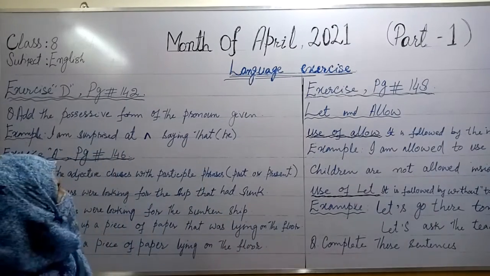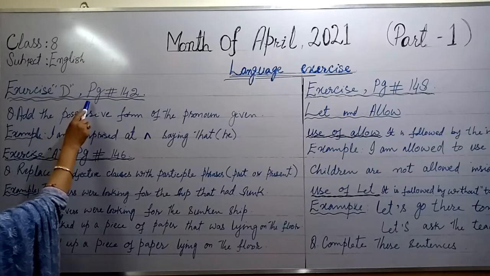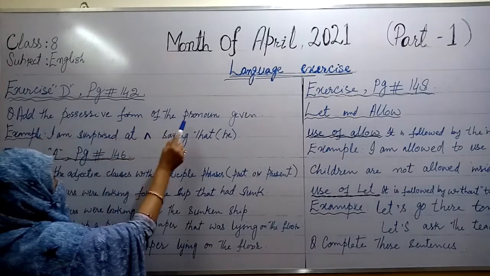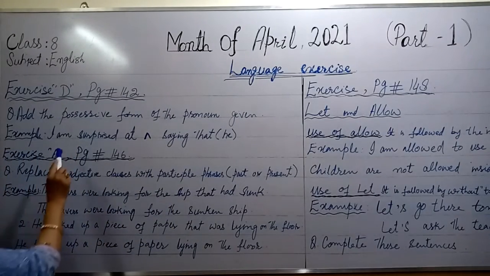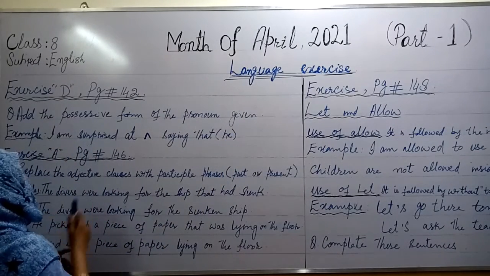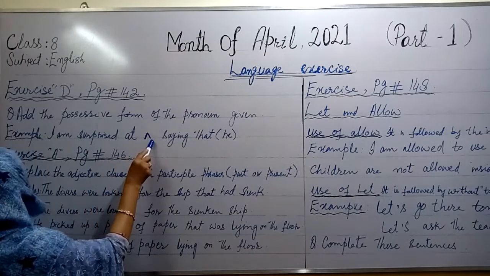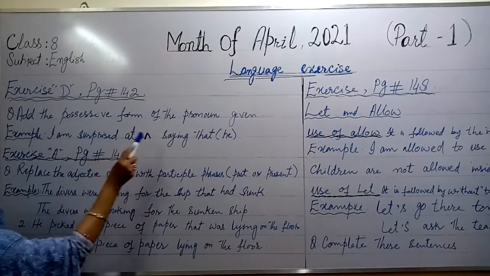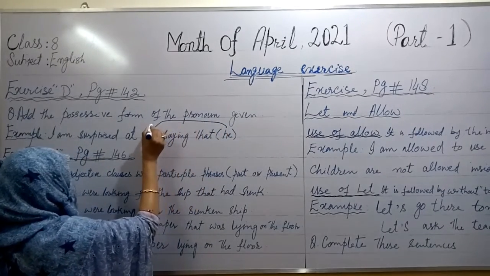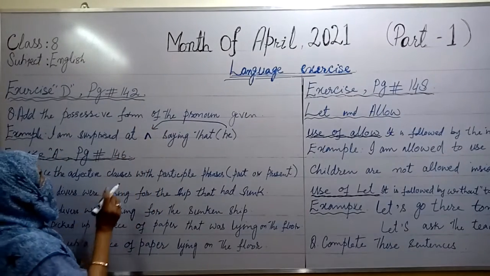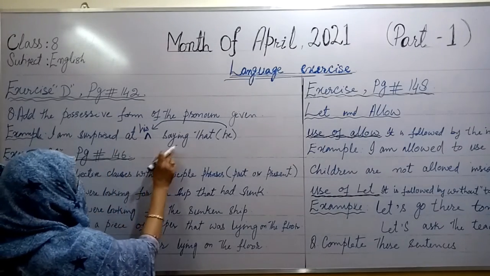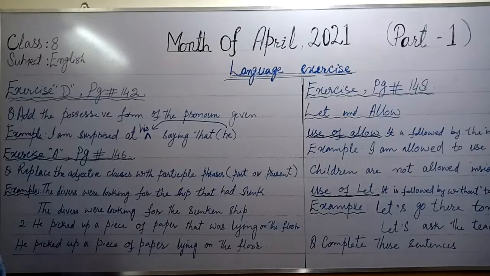Well, students, next exercise is exercise D from page number 142. Question is, add the possessive form of the pronoun given. In this exercise, at the end of each sentence, the pronoun is given and you have to put this pronoun as a possessive pronoun in this blank. For example, I'm surprised at saying that. Now this pronoun, which is given in brackets at the end of the sentence, will be shifted here as a possessive pronoun, that is his. Now the sentence is, I'm surprised at his saying that. In this way, you will do the remaining sentences.